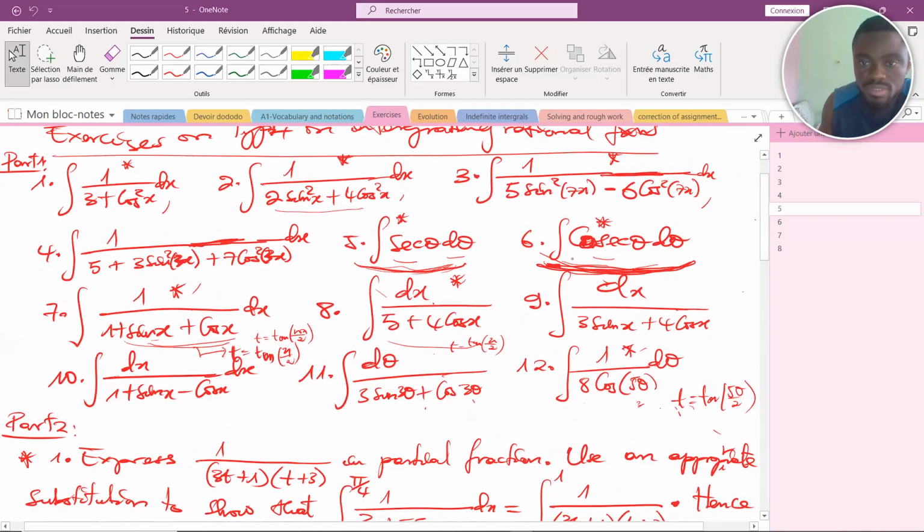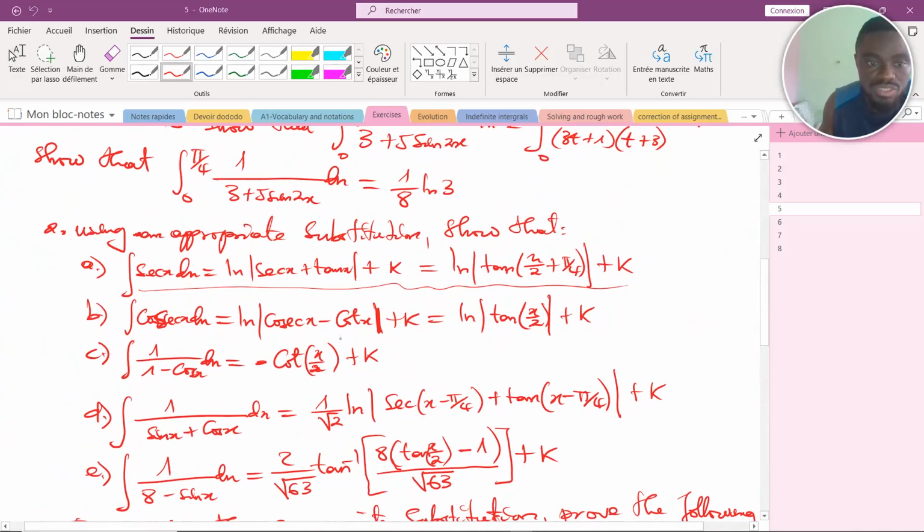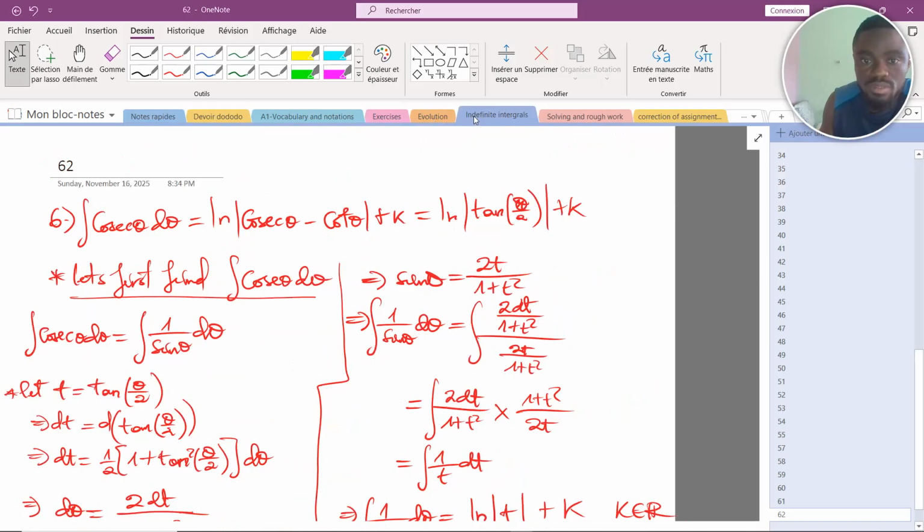We are to do this exercise precisely, the integral of cosec theta d theta. So I'll combine it with this question directly. We're going to prove that the integral of cosec theta d theta is equal to ln of the absolute value of cosec theta minus cot theta plus a constant k, which is the same as ln of the absolute value of tan theta on 2 plus a constant k. We have proved already this. So let's go directly to the task.